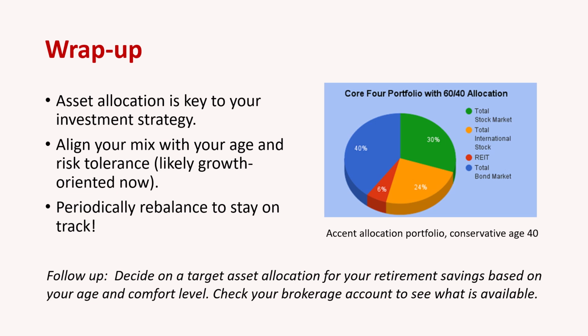Now for some action steps that you could take. I encourage you to think about deciding your target asset allocation for your retirement savings based on your age and risk tolerance. Feel free to use that model portfolio chart that's on our site. Or if you prefer a hands-off approach, use target date funds. If you already have a brokerage account, the platform where you're investing, see what investment options are available to you.